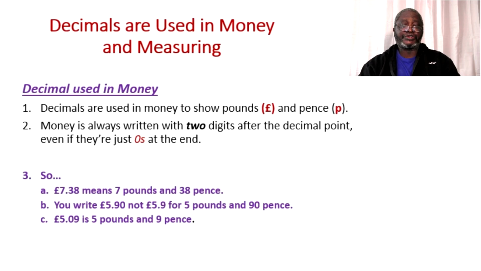Decimals are used in money to show pounds and pence. Money is always written with 2 decimal digits after the decimal point, even if they're just 0 at the end. So 1 pound, you write as £1.00. £7.38 means £7 and 38 pence. You write £5.90, not as £5.9. £5.09 is £5 and 9 pence.